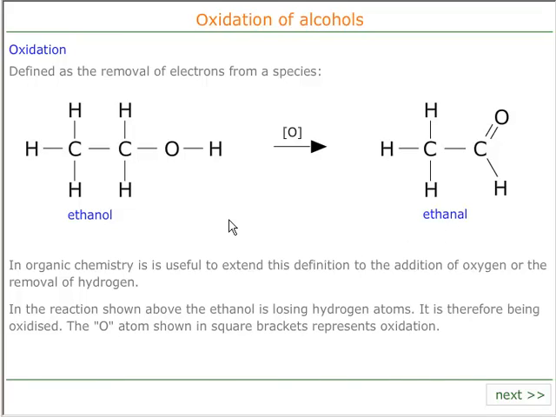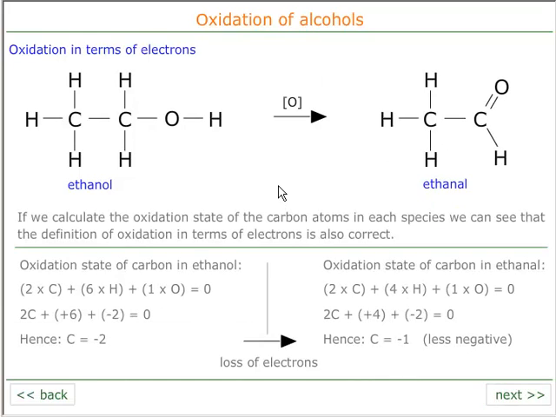Well, we can extend our definition of oxidation to addition of oxygen or removal of hydrogen. If we look here, this molecule ethanol has got 6 hydrogen atoms, where the ethanal has got 4 hydrogen atoms and the same number of oxygens and carbons. So we're actually losing 2 hydrogens. And so our definition of oxidation fits in terms of addition of oxygen or removal of hydrogen.